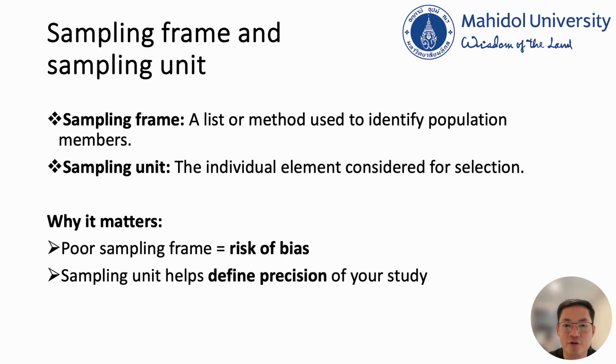Many students confuse the sampling frame with a population. The sampling frame is your actual list, like a directory. The sampling unit is what you are selecting, a person, a household, and so on. If your frame is incomplete or outdated, your results may not reflect the real population.